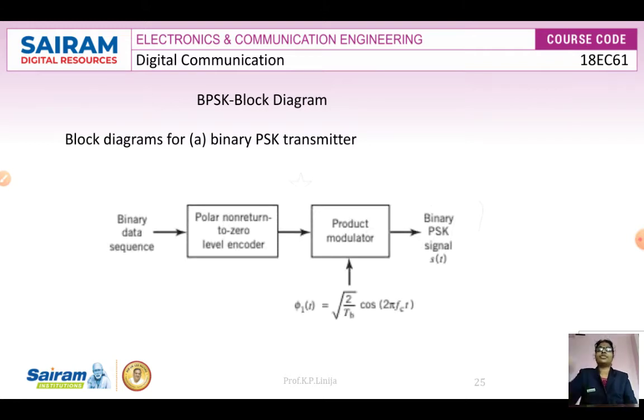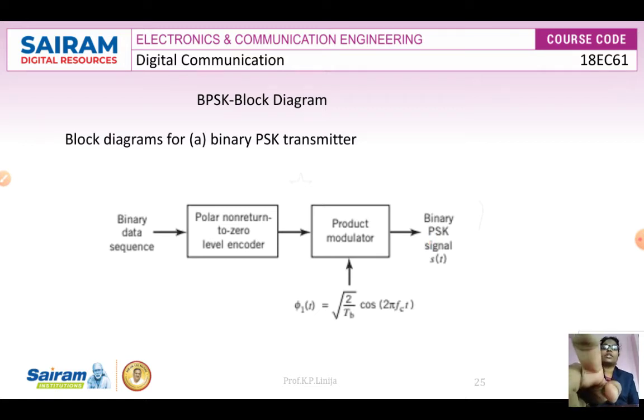This diagram shows that we are giving the binary data sequence as an input to the polar non-return to zero level encoder, and the output of the polar non-return to zero level encoder is given to the product modulator. We know the basic function of the product modulator. Whatever inputs are given to the product modulator, it gives some product of the inputs as the output. Therefore, the binary phase shift signal is represented as s of t.